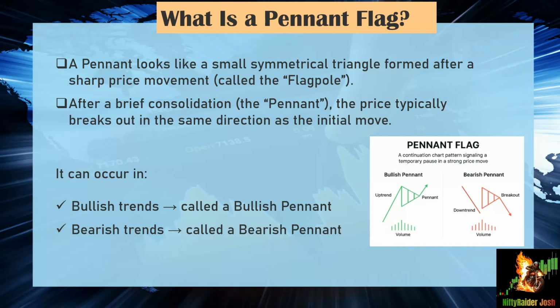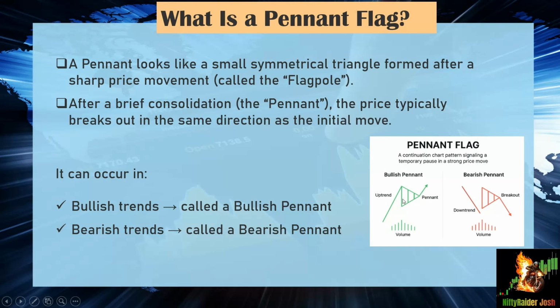If you look at the exact meaning of pennant, it says it's a small triangle. A pennant looks like a small symmetrical triangle formed after a sharp price movement. It is called a flag pole. So this price movement can be either upside or downside. After a small consolidation, the pennant, this is the pennant, okay? The price typically breaks out in the same direction as the initial move.